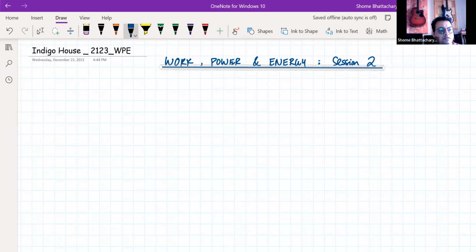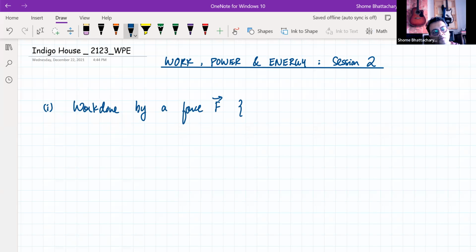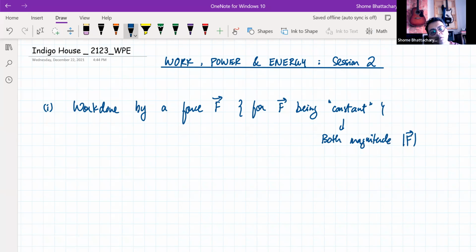We saw that work done by a constant force, for F being a constant force. By constant, we mean that it's a constant vector. So both magnitude and direction are constant, and the direction is fixed.